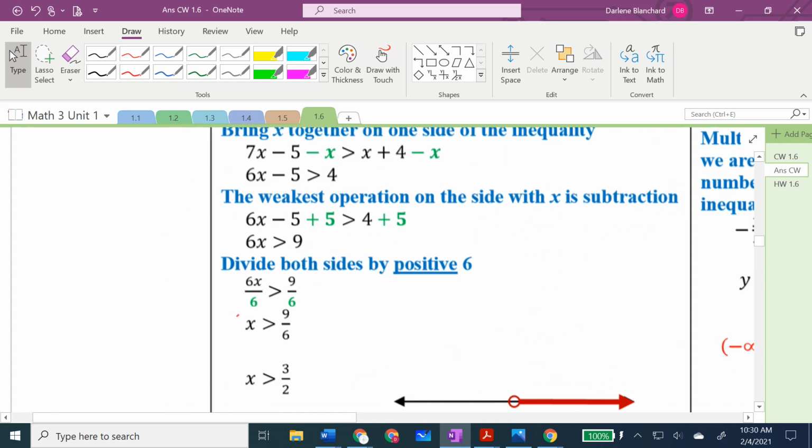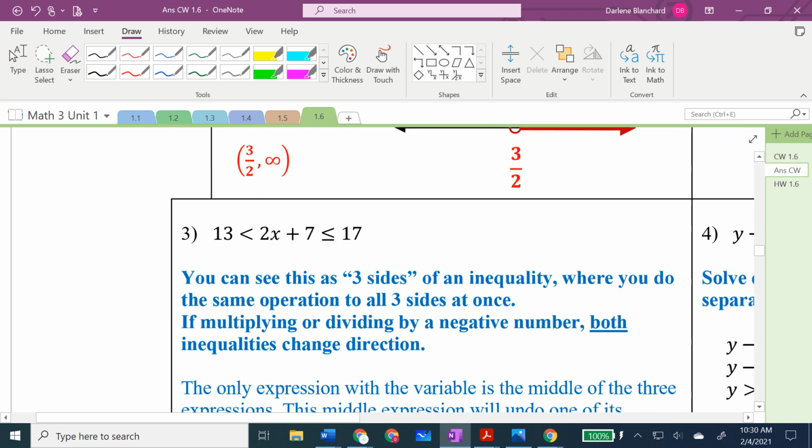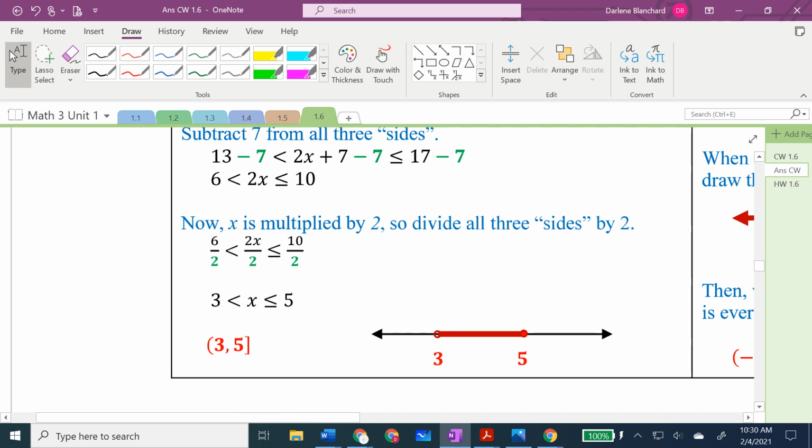I'm trying to just show you this one and not the other one. Wait, that's not the right one. It's this one. There we go.